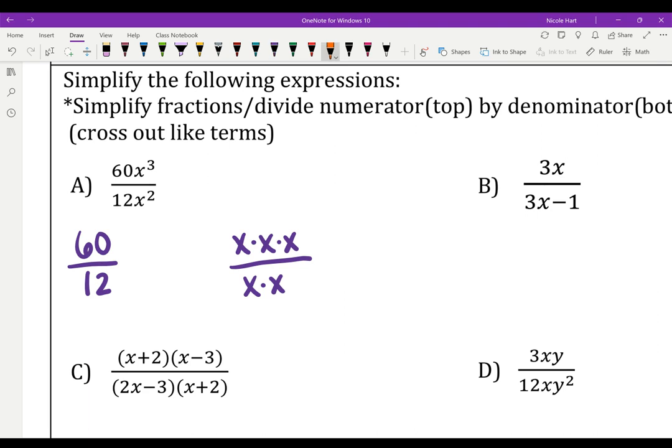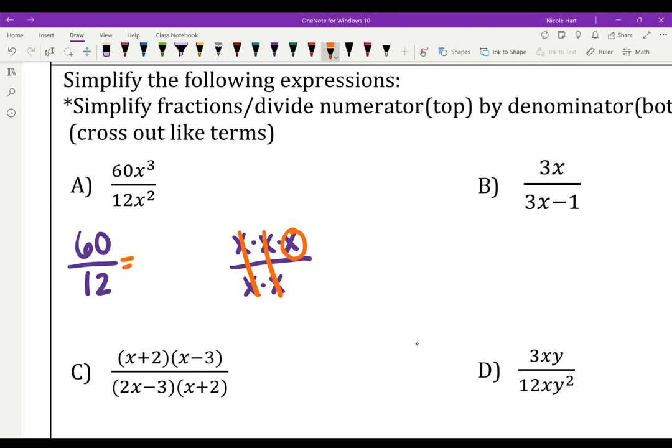Now with the x's, if I see something that exists in both the top and bottom, I am going to cancel them out. So for every x on the top that I see and on the bottom, I'm going to cancel those out. So I have one set canceled, two sets canceled, and then I have an x on top by itself. That's going to stay on top. That's not getting canceled out.